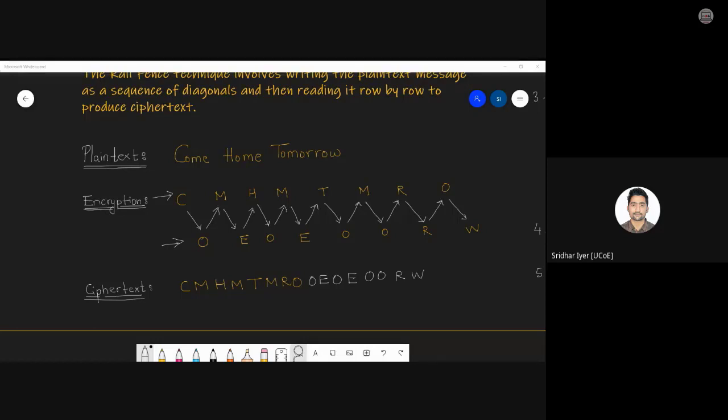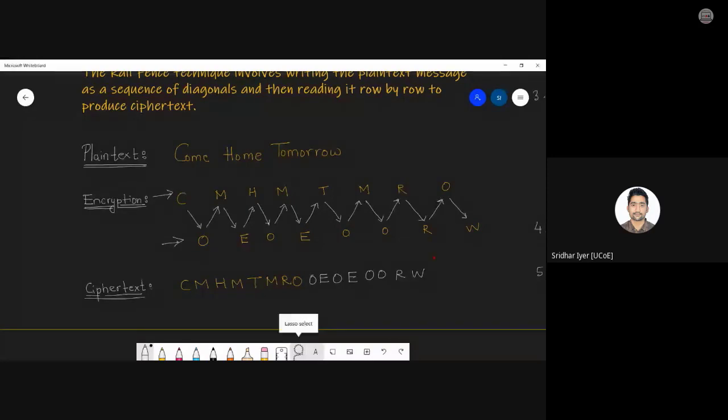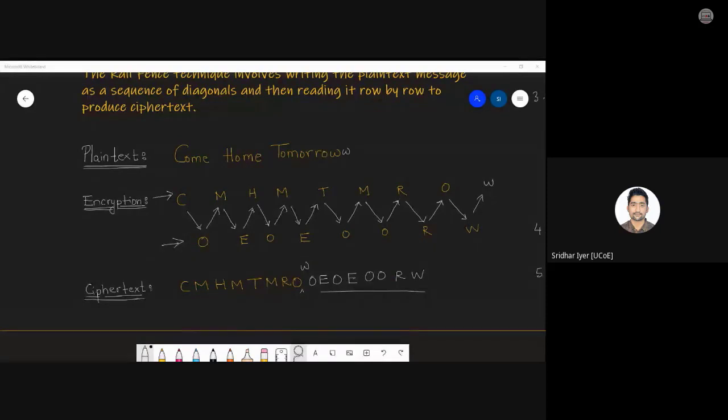Fine. If you see in this example, if I say come home tomorrow with an extra W, that W will be over here. Right? Same thing will happen. So we'll have one extra W over here and the rest will be the second row. This is how it works. Am I clear? Fine now.